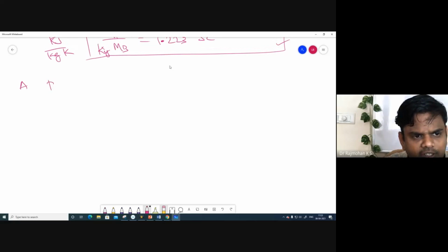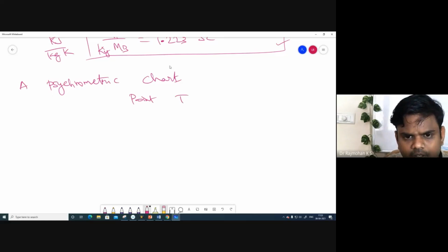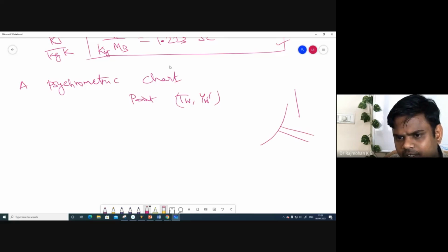In a psychrometric chart, we can easily mark the point TW and the corresponding YW dash. So in the psychrometric chart, if you are able to mark the wet bulb temperature line, the wet bulb temperature lines will be like this, right? And YW dash is the humidity corresponding to those values. So you will have the humidity lines, and you can mark the point easily on the graph, TW, YW dash. For example, if it is 25 and the humidity is 0.005, we can mark that point.